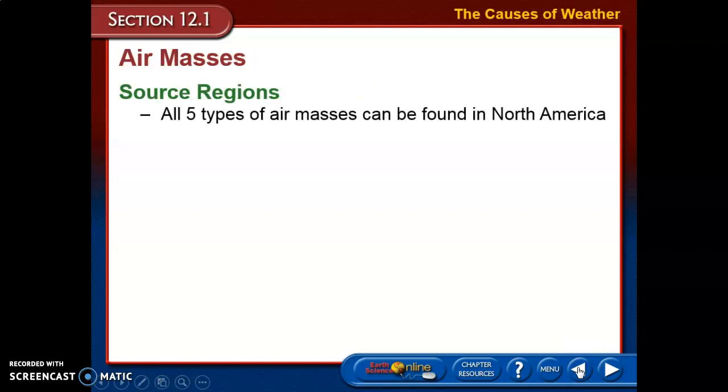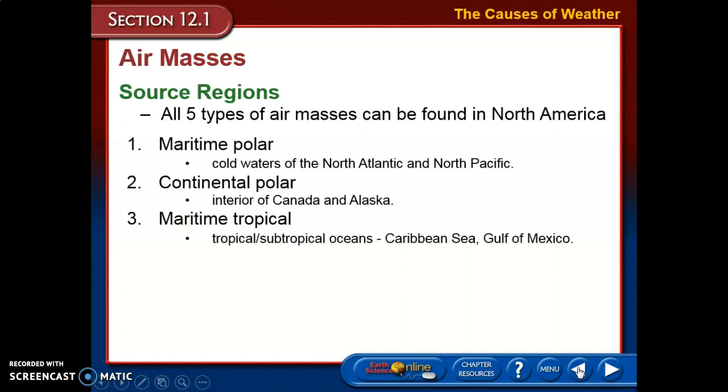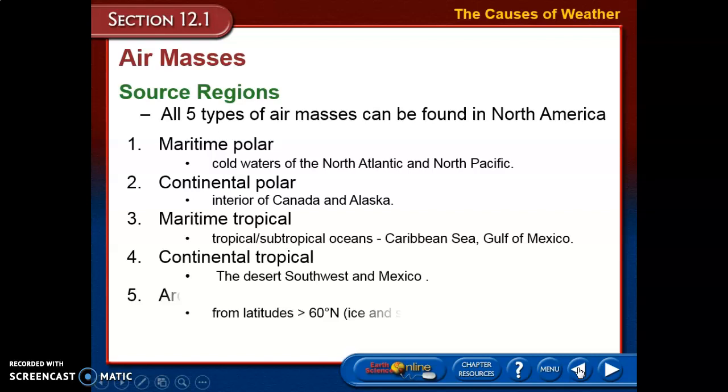So what makes us a little different and why we have such a wide range of weather here is that all 5 types of air masses can be found in North America. And here are the places where you can find them. Feel free to look over them.